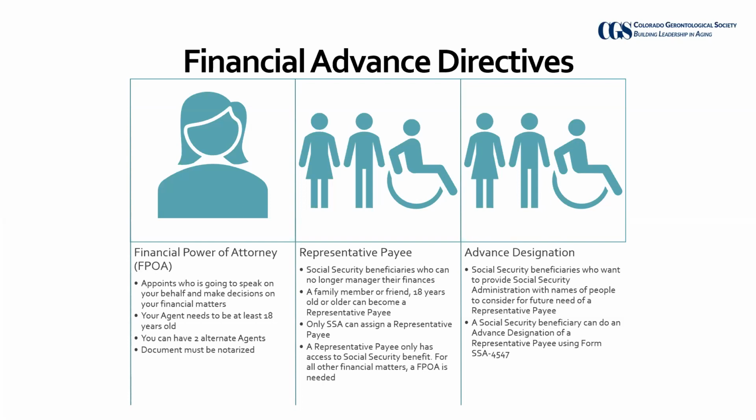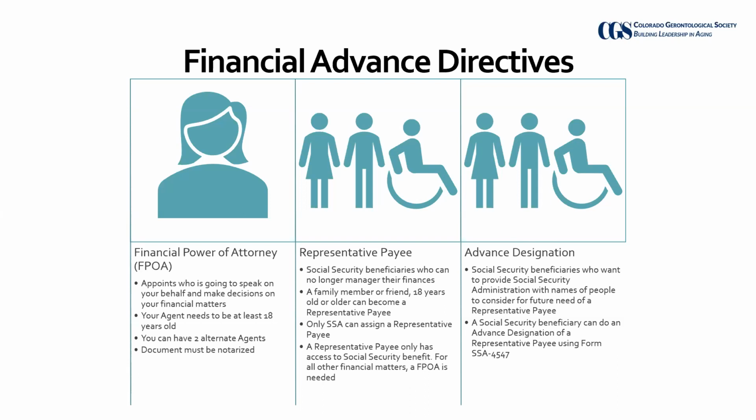And this is when a Social Security beneficiary is no longer able to manage their finances. A family member or friend, 18 years and older, can become the representative payee for that person. But they have to follow an application process. They need to pass a background check. If there's any type of criminal record, that individual will not be able to become the representative payee.